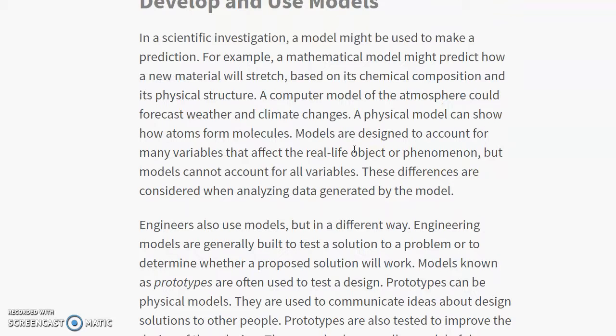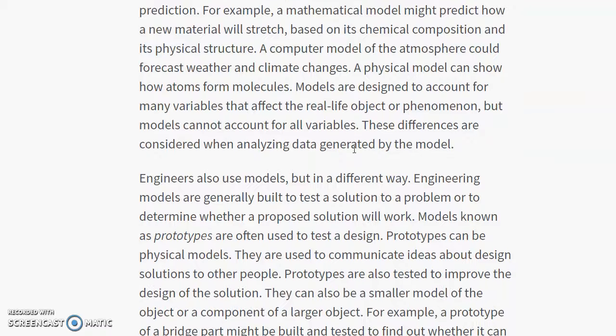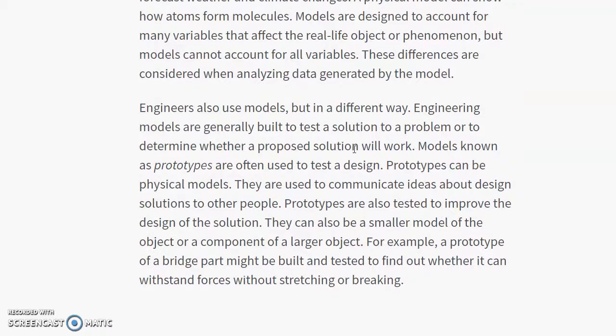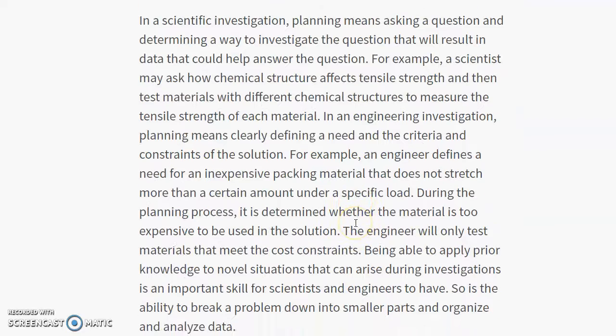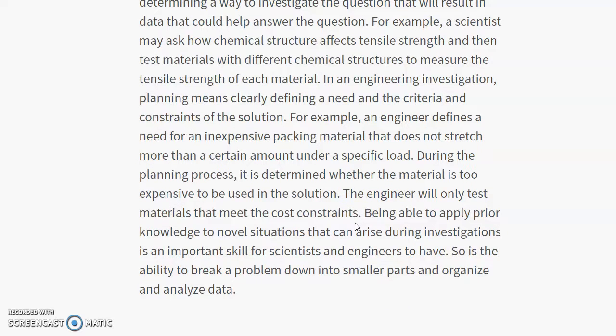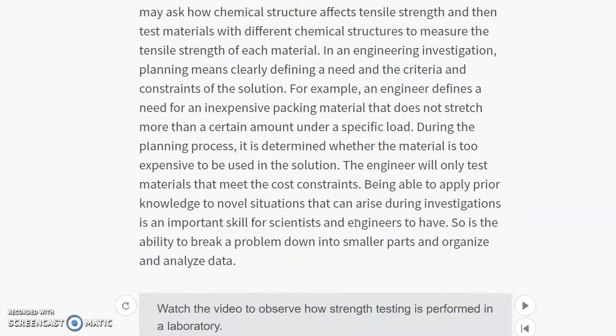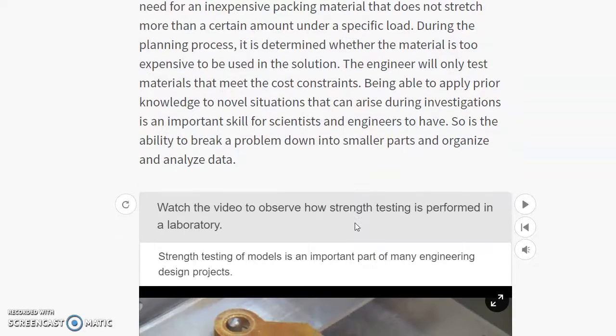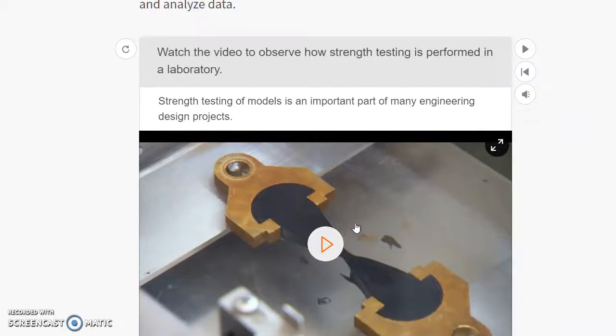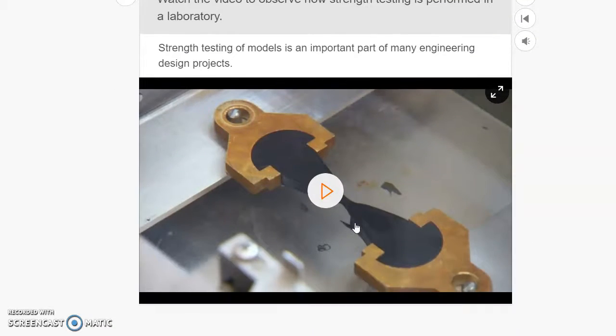They use a model, so that was the model we were just looking at, to really test it and say, I think it can carry 20 pounds, but let's actually put 20 pounds on this and see if it can carry it. So you have to ask these questions. You have to think about the chemical structure of the material. You have to think about how long you want it to be, how strong you want it to be before you test it.